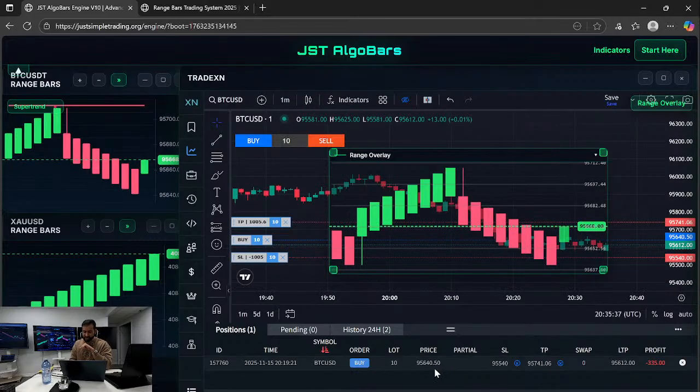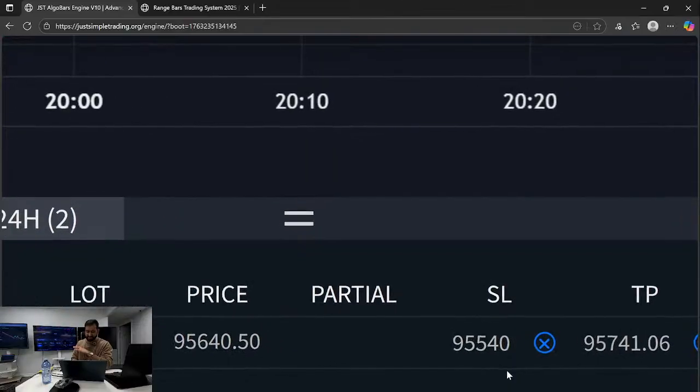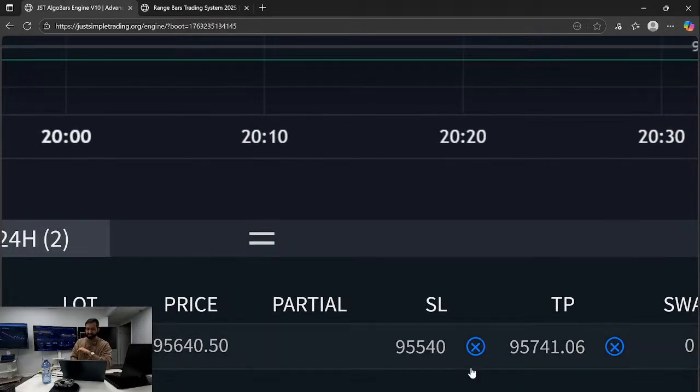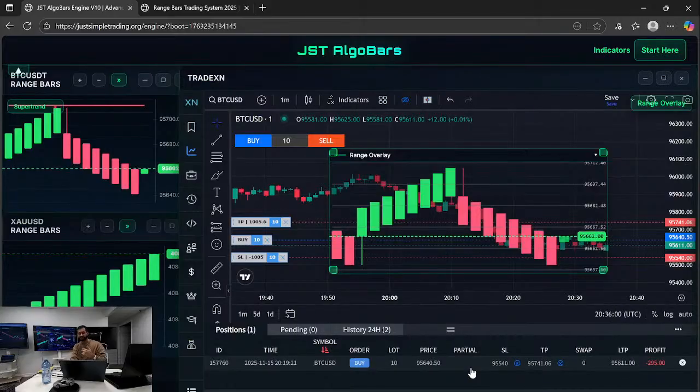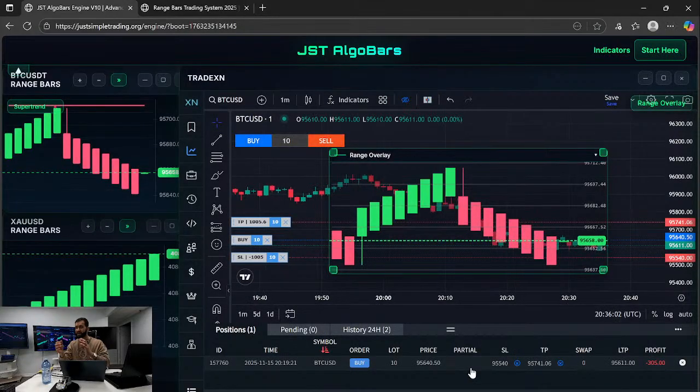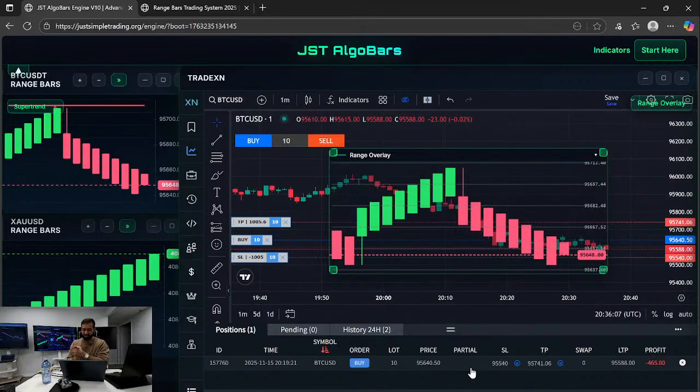What's your stop loss? My stop loss is 95,540 because our entry was 95,640 on a buy trade. Where's our stop loss? 95,540, 100 below. And where's our take profit? 95,740, 100 above. So it's always 100 above, 100 below, because this is the strategy we've tested. I've been using it live in front of you guys for like 6-7 years now. You guys know it's AKA money time.